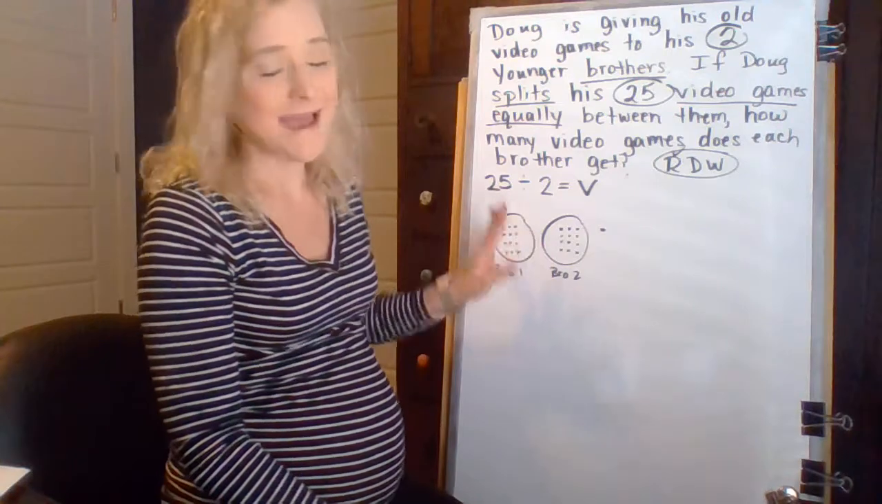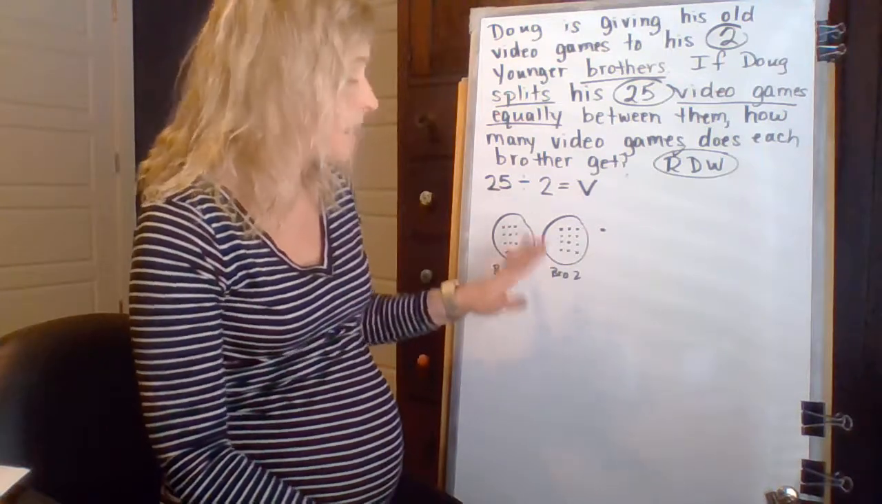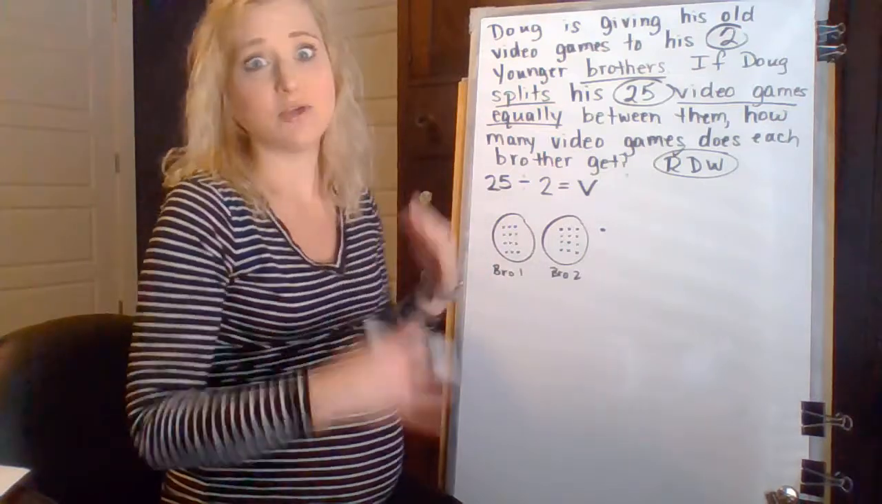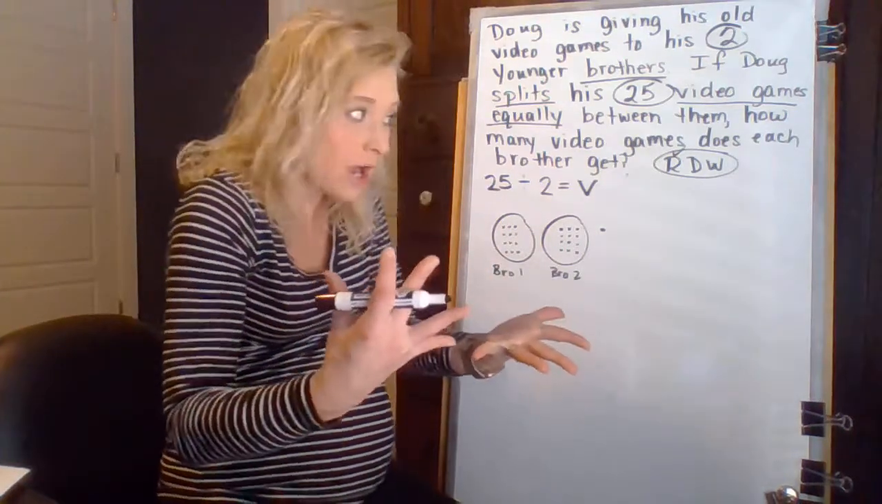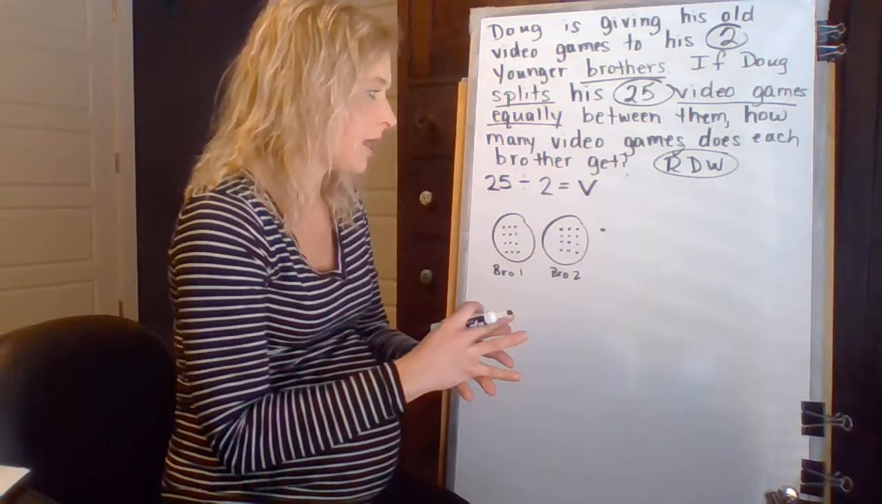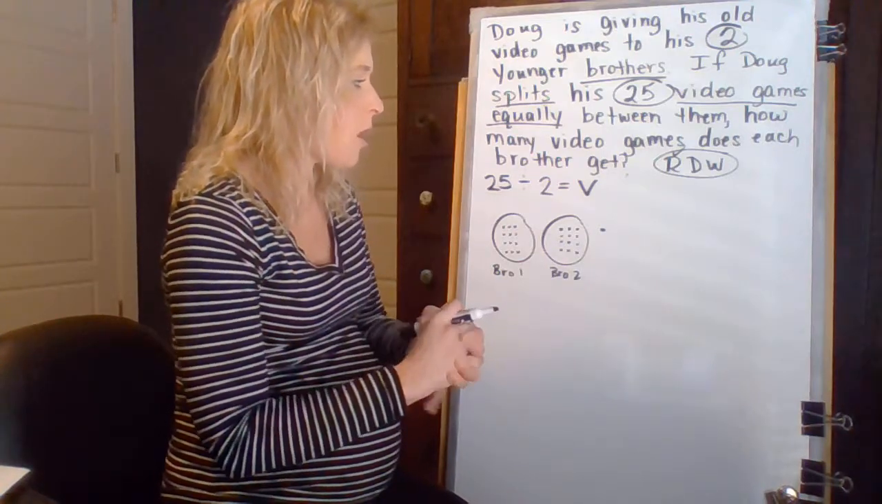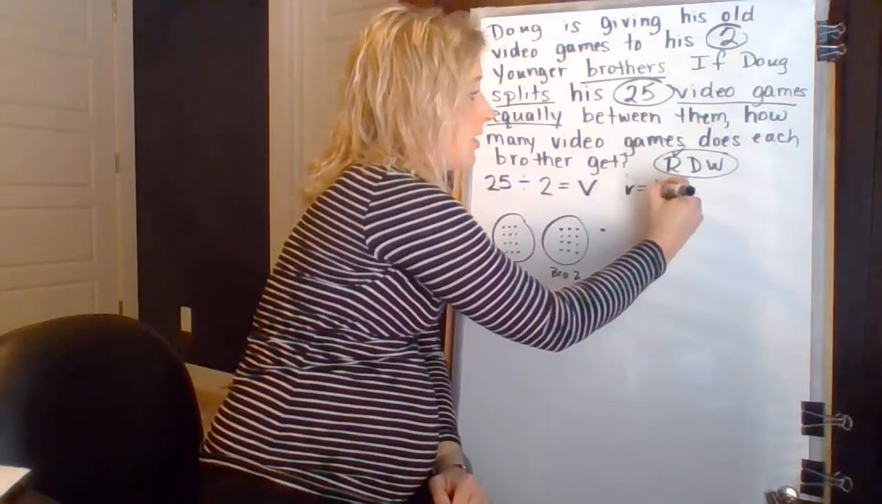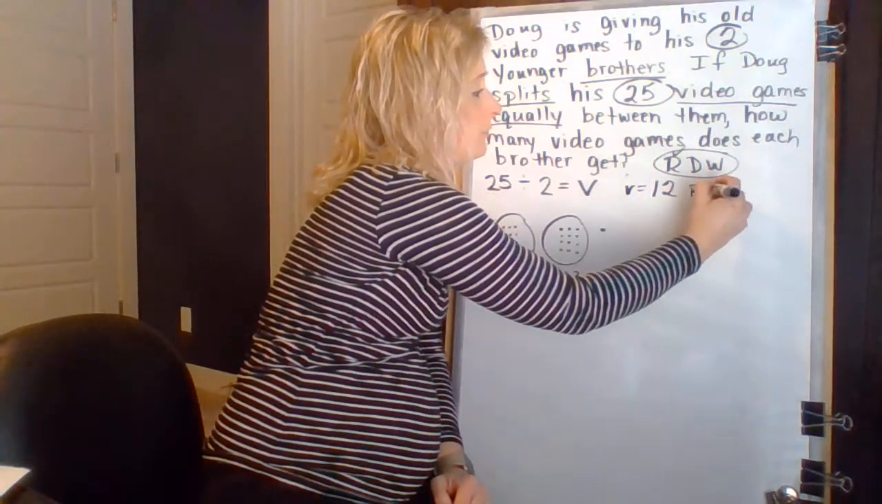Okay. So that is equal grouping in circles. And it's fine for numbers when you only have to use 25 dots, right? That did not take very long, okay? So right now our answer for B is 12 with a remainder of 1.